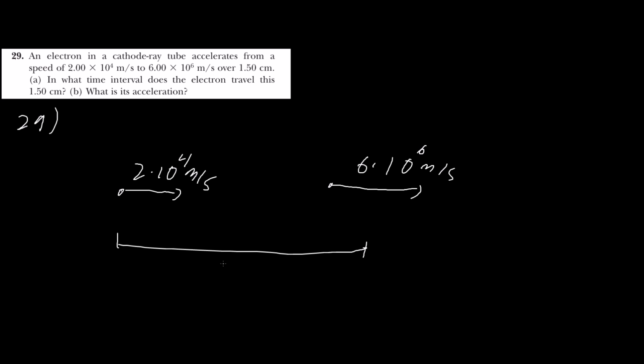Anyways, an electron in a cathode ray tube accelerates from a speed of 2 times 10 to the 4th power meters per second. I'm not going to worry about the significant figures. So it changed from this speed to this speed over the course of 1.50 centimeters. And that's a cathode tube.